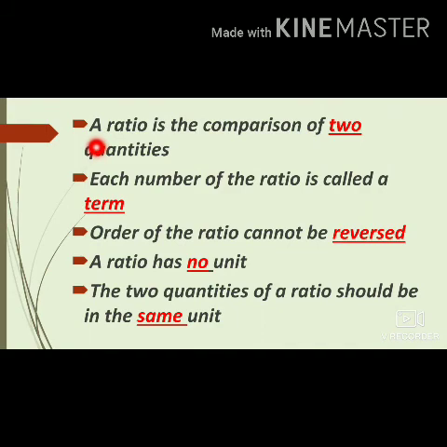Let's see some questions related to ratio and proportion. A ratio is a comparison of two quantities. Each number of the ratio is called a term. Order of the ratio cannot be reversed. A ratio has no unit. The two quantities of a ratio should be in the same unit.